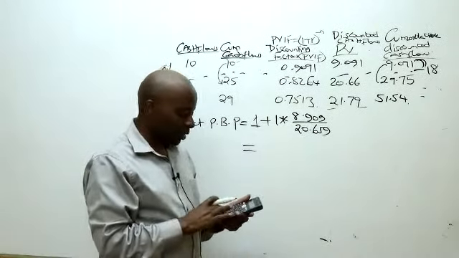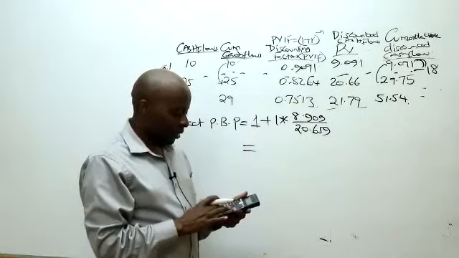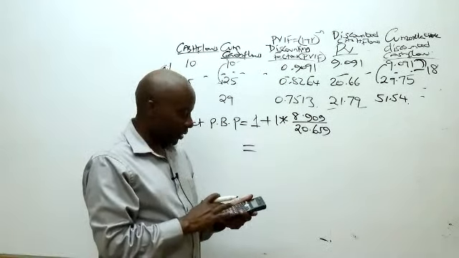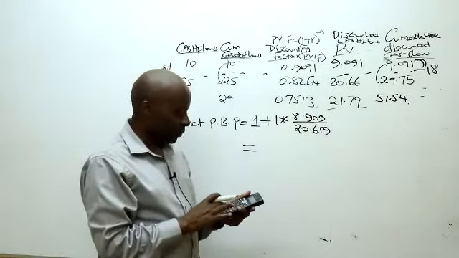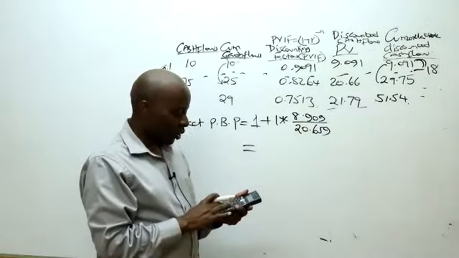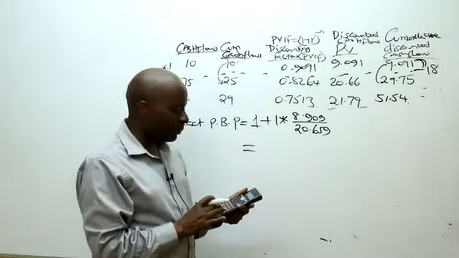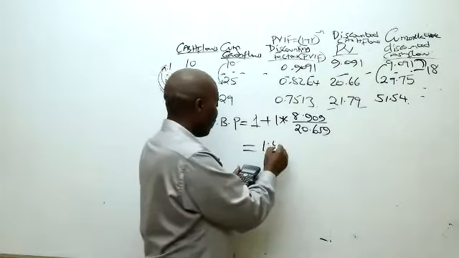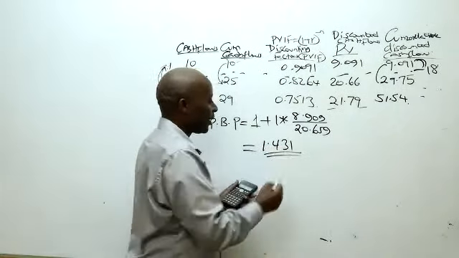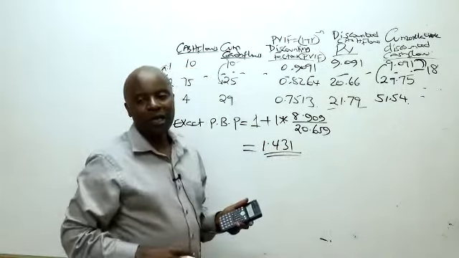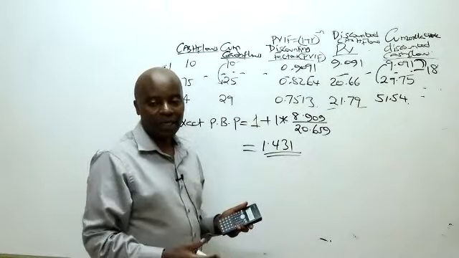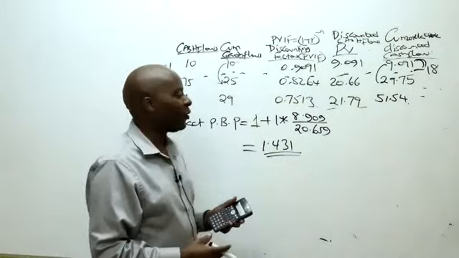So we have there 1 plus 1 times 8.909 divided by 20.659, which will end up giving us 1.431. Is there anybody who has that kind of an answer there? Phoebe, thank you very much.